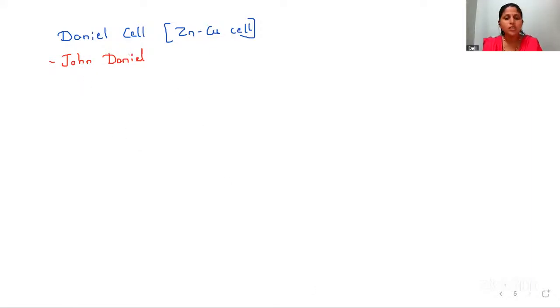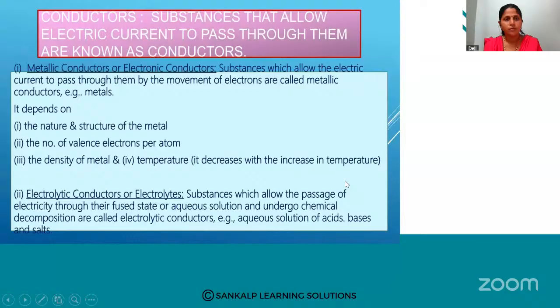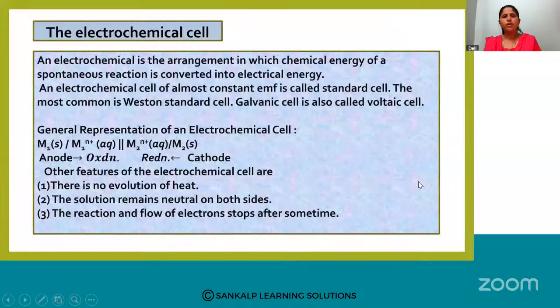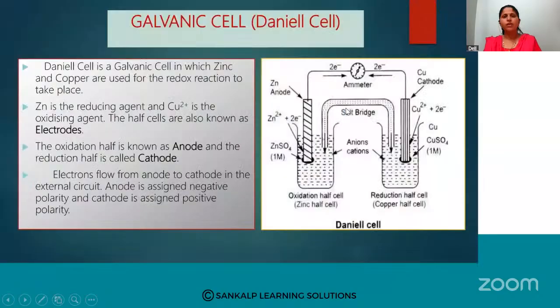So what does this Daniell cell actually consist of? Let me make it very simple. Here we have a Daniell cell, which is also called a galvanic cell. I'll come to it a bit later. Don't get worried and don't get confused by looking at it. We will take it one by one.